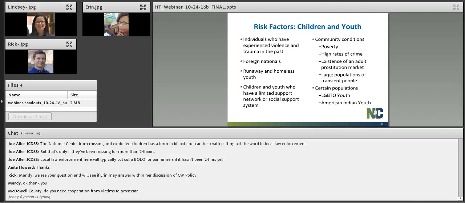LGBTQ youth may be susceptible, especially because of feelings of rejection or alienation that they often experience. And for that same reason, they're overrepresented in the population of runaway and homeless youth and in the child welfare population in general. So that also makes them at higher risk.